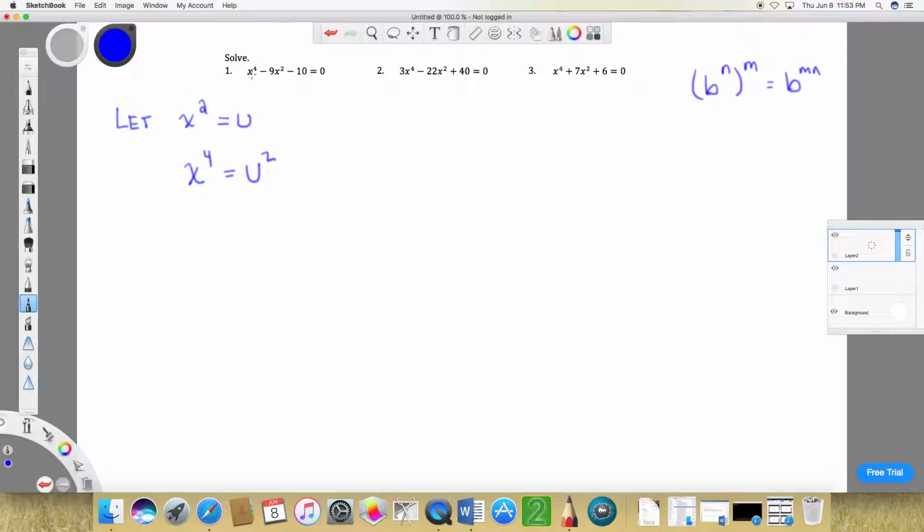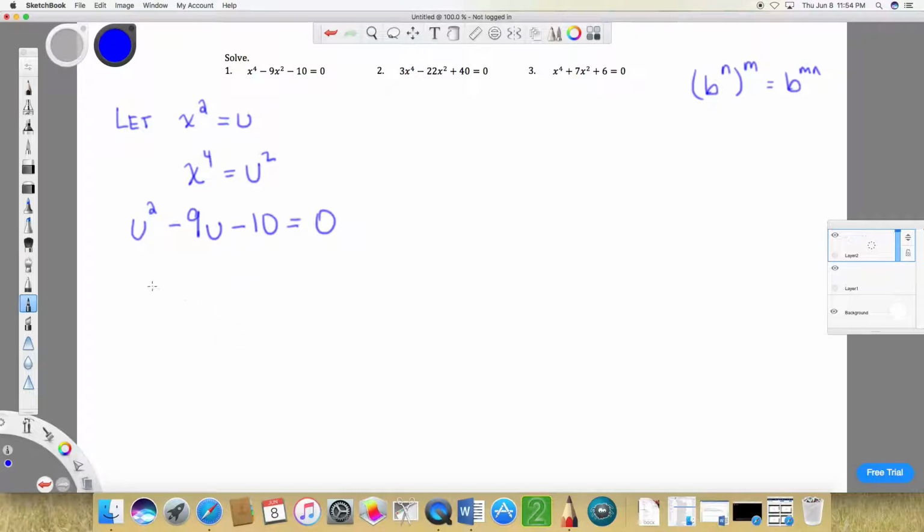So the first term is x to the fourth, but I'm now going to write that as u squared. And then it's minus 9x squared, but I'm going to replace x squared with u. So now you can see that this is a quadratic equation, and we can solve it like we do any quadratic. We can hopefully factor it. If it can't be factored, we can always use the quadratic formula or complete the square.